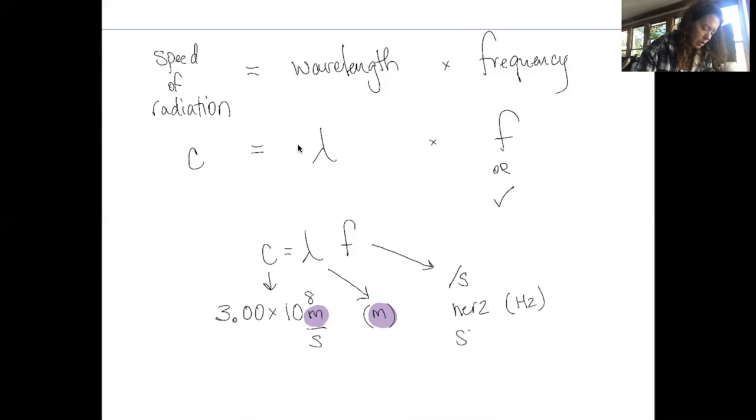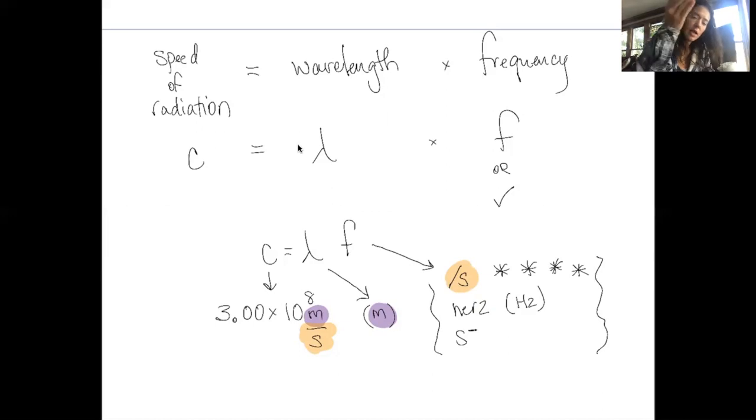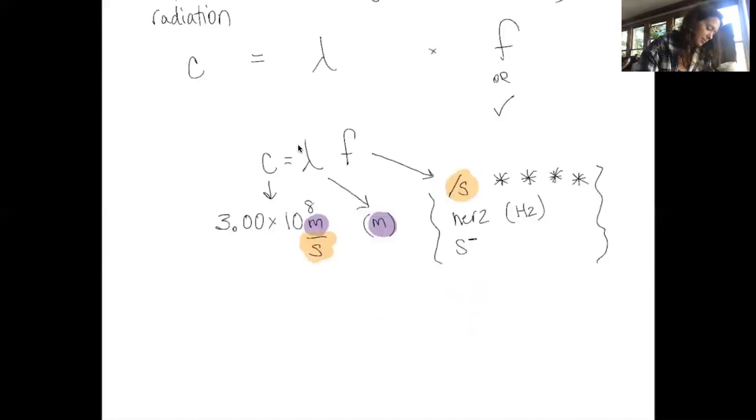or a per second. Okay, and you can see why, because here we have a per second in our speed, so our frequency must be a per second. When you go to write your answers into your Google form, you want to use per second as such, so it's calculated correctly. But all of these here mean the same thing. They all stand for per second. Hertz is a per second, S negative 1 means per second, and /S means per second.